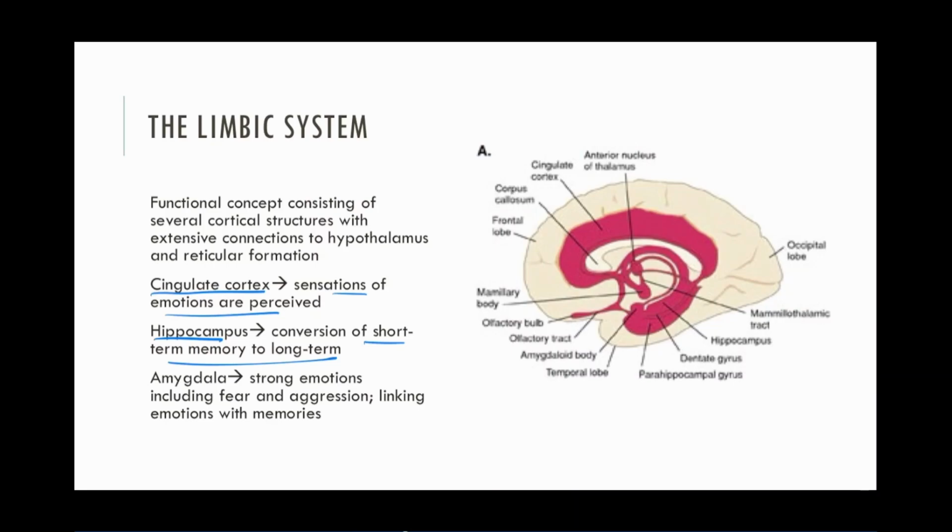The amygdala is our strong emotion center, fear and aggression. And this links emotions with memories. To give an example, if there are certain smells that bring your childhood back, that is acting on all these systems here. It's a memory that you've had in the past that you are now remembering, and you can link what you were feeling. Like when you listen to a song, you may remember something that happened years ago, or bring back certain memories.